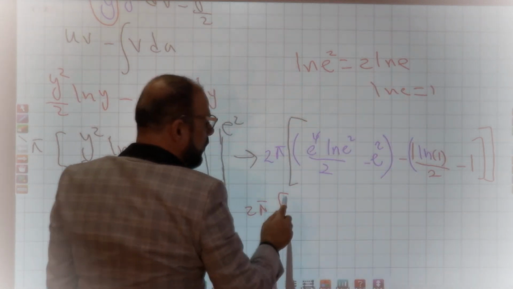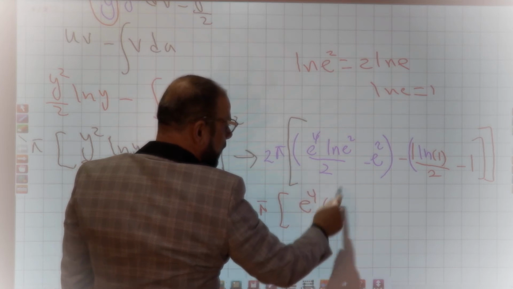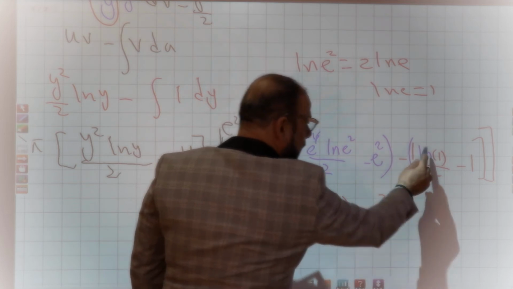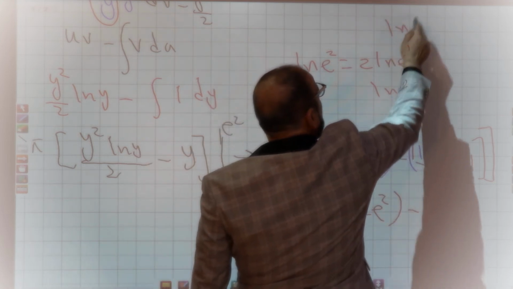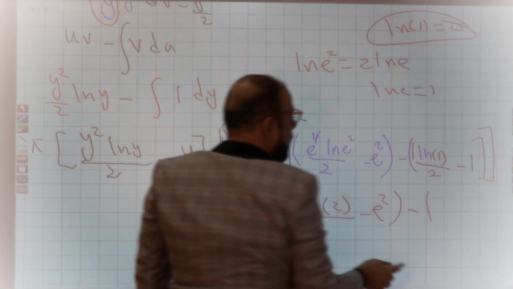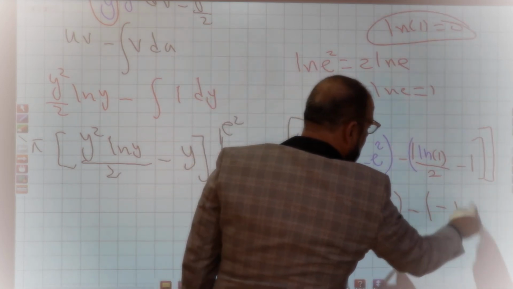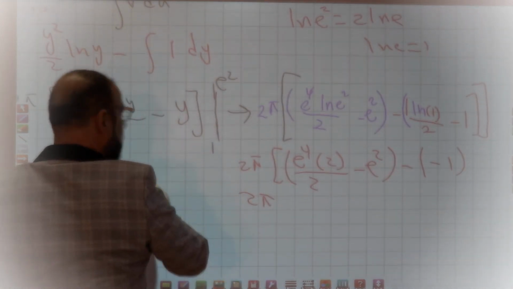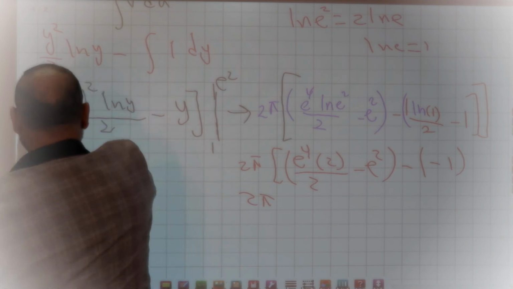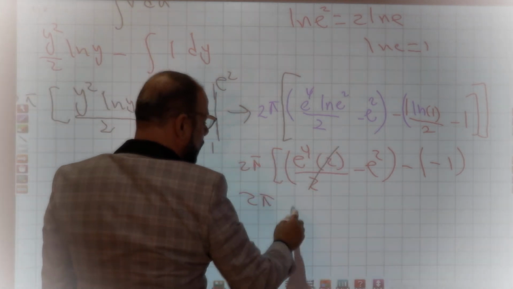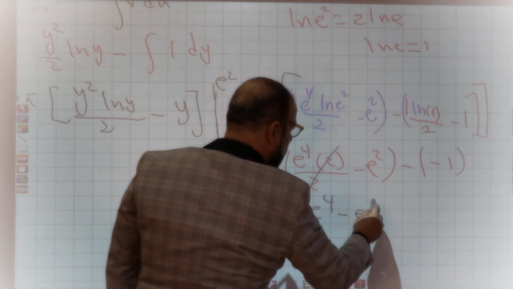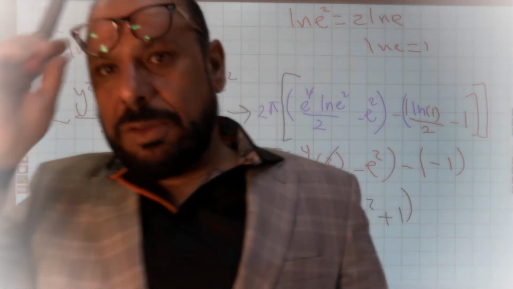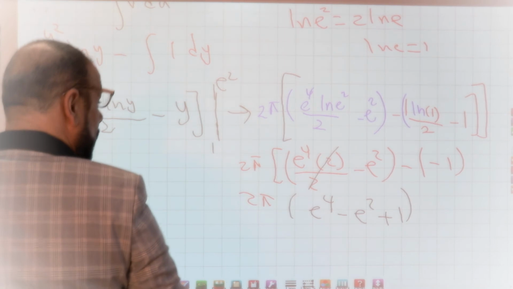Then 2 times 1 is 2, right? Then e to the 4 times 2 over 2 minus e squared, minus ln 1, which is what, guys? ln 1 equals 0. 0 over 2, 0 minus 1. Then 2 pi, this 2 cancels with the 2: e to the 4 minus e squared plus 1. Okay, let me do one more problem.